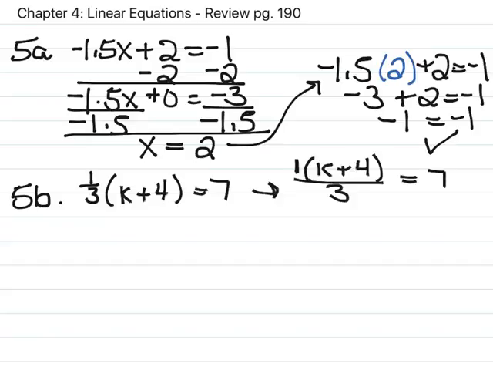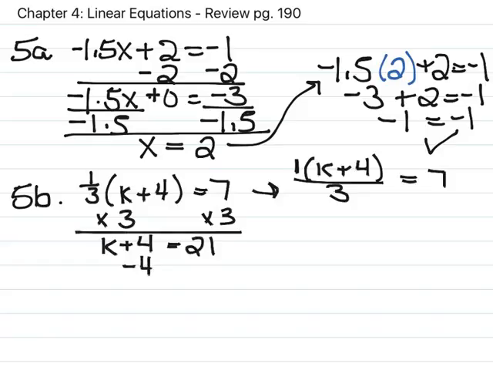So we're going to be multiplying both sides by 3 to start, which would give you k plus 4 equals 21. So you're going to have to subtract 4 from both sides. So that gives you k plus 0, because 4 minus 4 is 0. It's going to equal 17. So k equals 17.